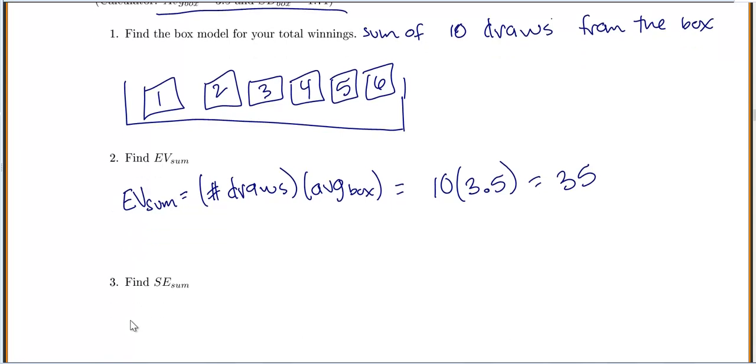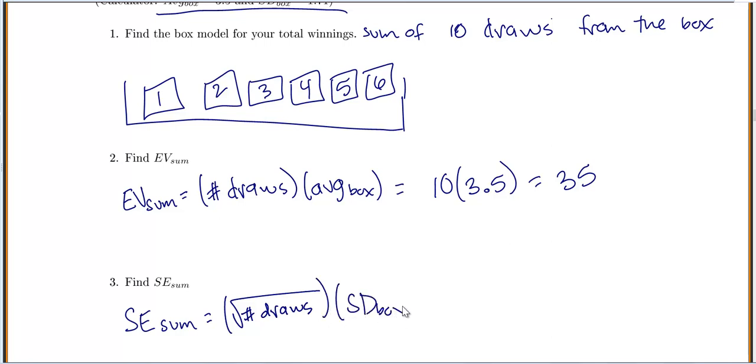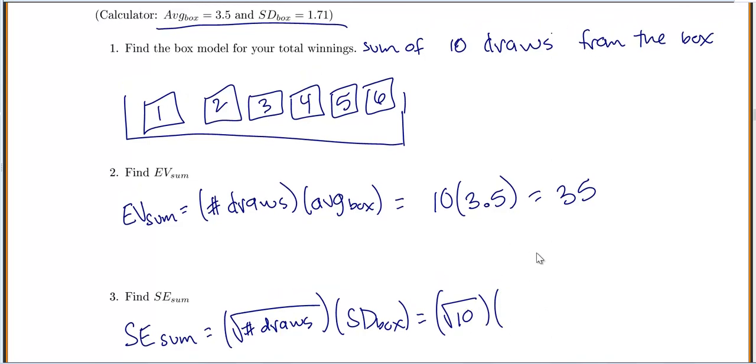Find the SE for the sum. SE of the sum is equal to the square root of the number of draws times the standard deviation of the box. So it's going to be equal to the square root of 10 times the standard deviation, which is 1.71. This gives me 5.41.